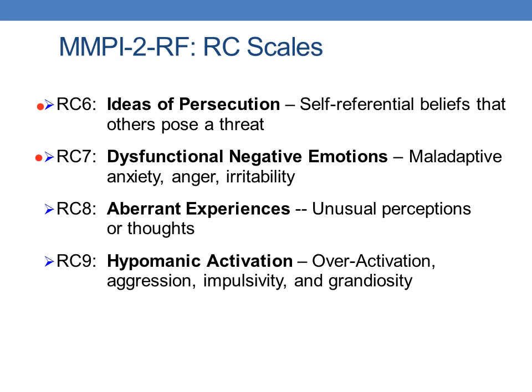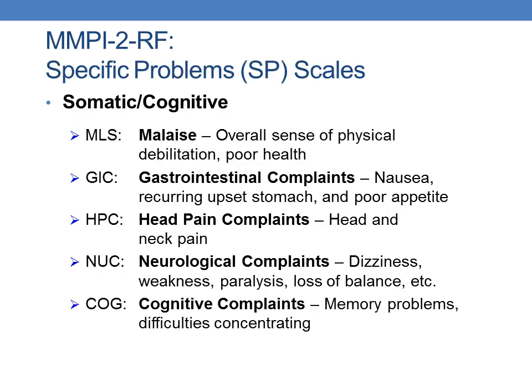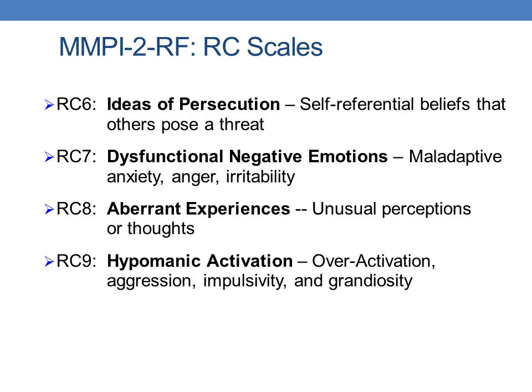RC7 captures a broad array of maladaptive anxiety and negative emotional experiences like anger and irritability. RC8, in a much more pure fashion than the schizophrenia scale, scale 8 on the clinical scales, captures specific types of aberrant experiences, delusions, hallucinations, those sorts of things. And then finally, RC9, hypomanic activation, captures things like grandiosity, impulsivity, aggression, and those more manic-like symptoms. I do want to note before I move on that the RC scales that were originally released in the MMPI-2 are the exact same scales in the RF, so basically the same.